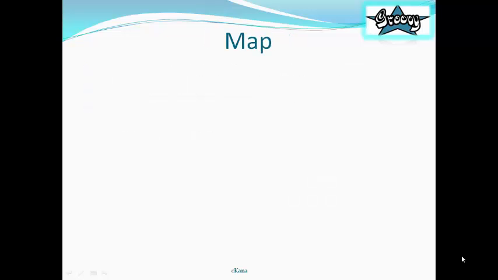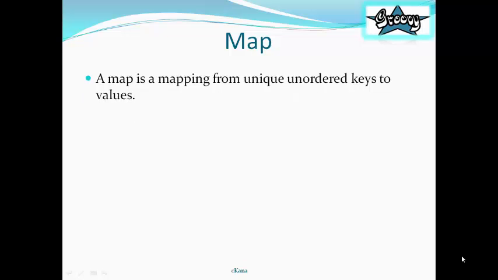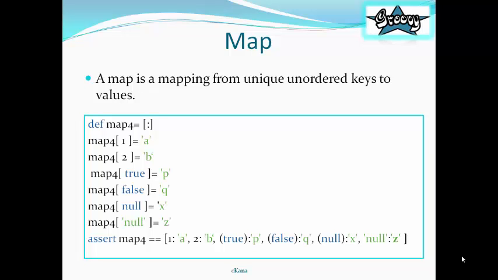Now let's study map. A map is a mapping from unique unordered keys to values. Maps can be created using the following syntax. We can construct an empty map like this and can assign values to it. Map keys are strings by default. We can also use Boolean values as keys, and we can also use null as a key. To use the value of a string as the key of the map, simply surround the variable with parentheses.